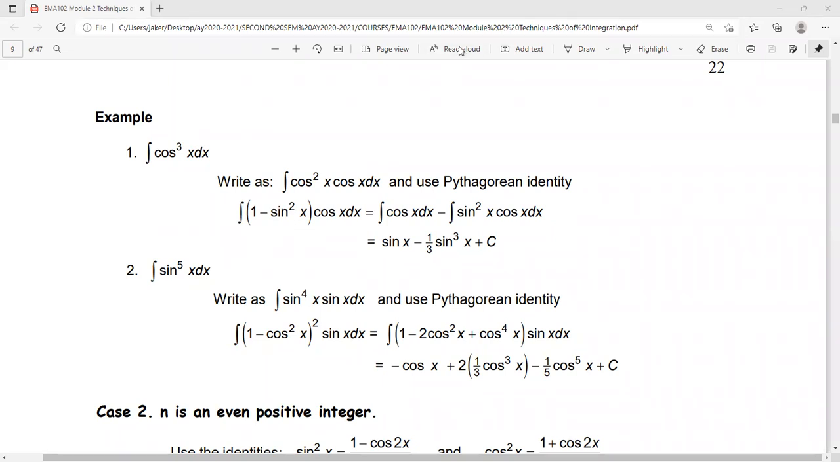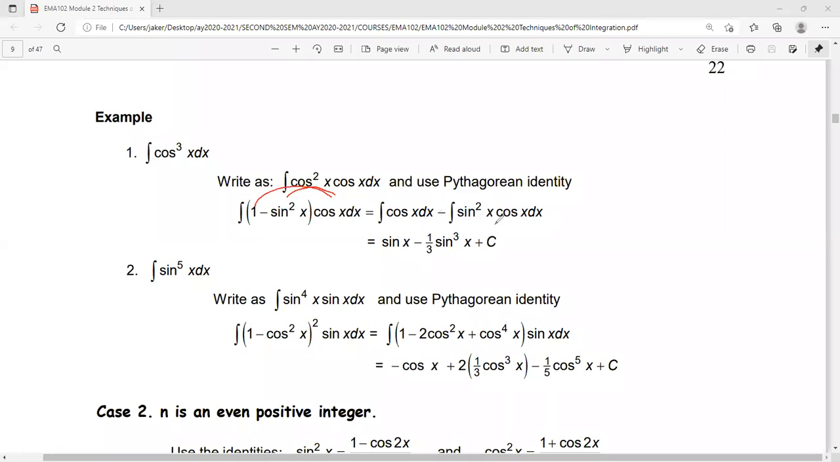Because after you have converted the cosine squared of x to this equivalent identity, you will multiply it with this cosine function which you have set aside. So when you multiply it to the cosine function, the first term will be the integral of the cosine of x dx, and the second term will be sine squared of x cosine x dx.